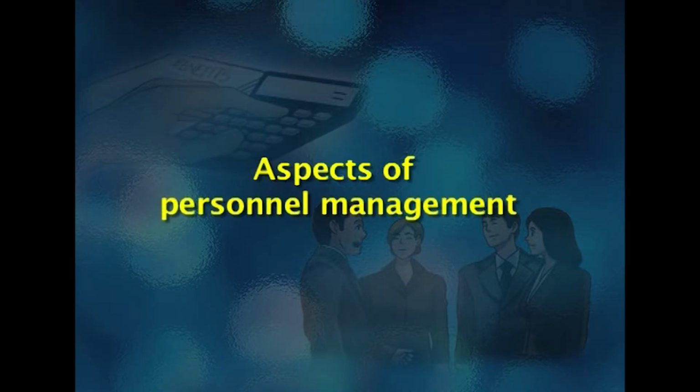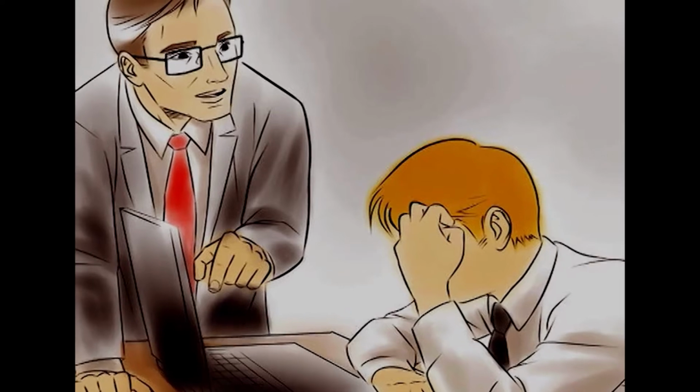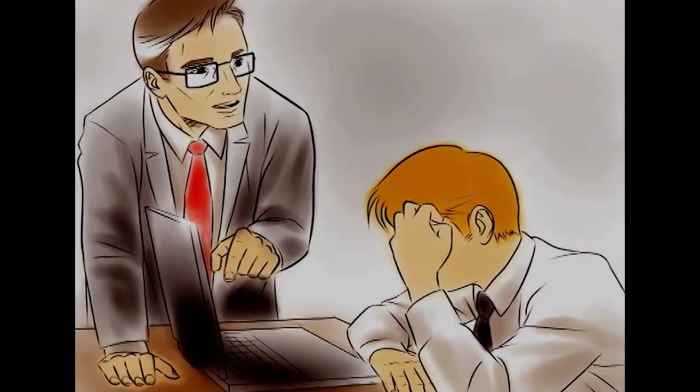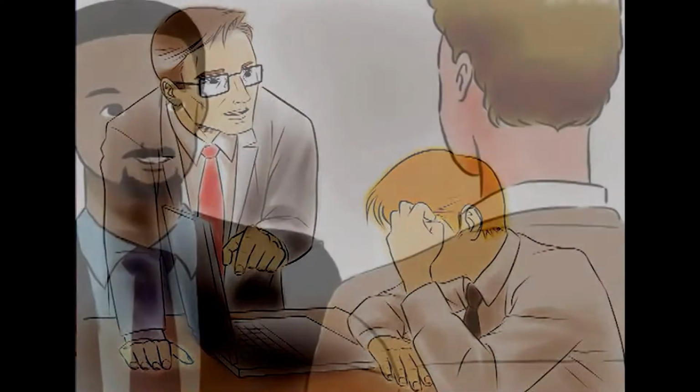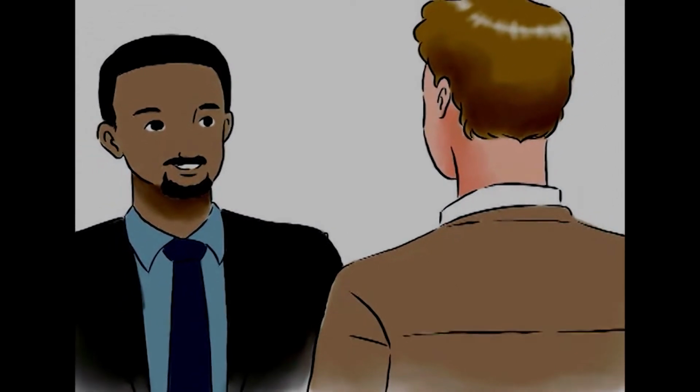Now we are going to discuss the aspects of personnel management. We have to consider the different aspects of personnel management because the successful integration of physical, financial and human resources is possible by a functional program which should involve, first, organizational planning. What is meant by organizational planning? Organizational planning includes the planning of the number of people and the type of skills required to man the organization. This is called manpower planning, which is affected by certain factors.